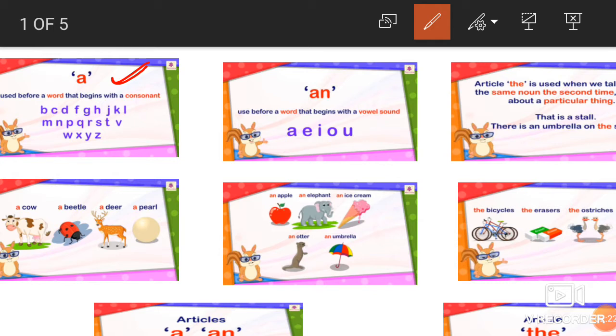For example, pen, P-E-N. P is a consonant, so before this we will write a pen. Got it? Now we'll talk about an. You are learning since KG1, I know that. Now you know that A, E, I, O, U are vowels. If a word begins with A, E, I, O or U, in front we write an. I know everybody knows this, and we have revised this also.